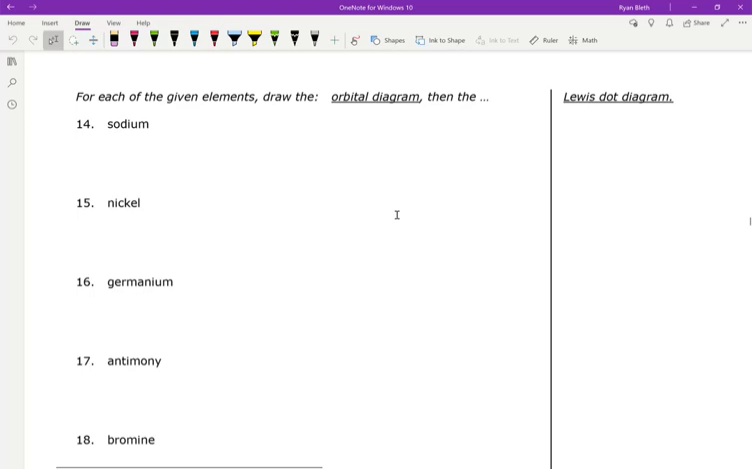Okay. So for an orbital diagram, it doesn't hurt. You don't have to write out the electron configuration first, but sometimes people like to have that electron configuration sort of near them first. You can do that. You can look at your periodic table. You can write sodium's configuration out if you like.